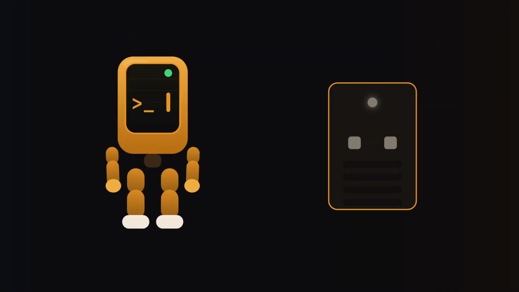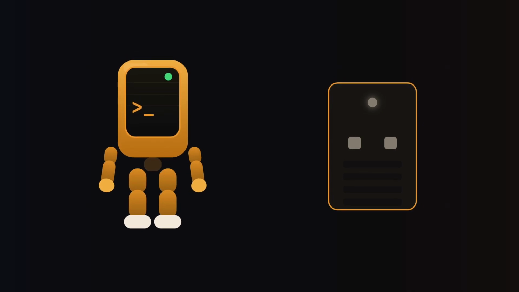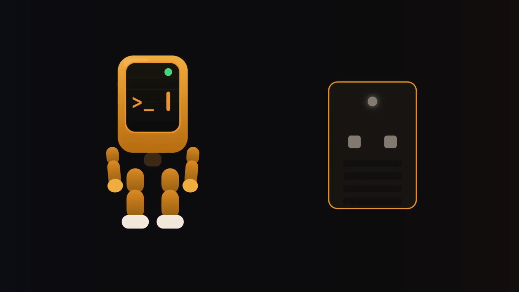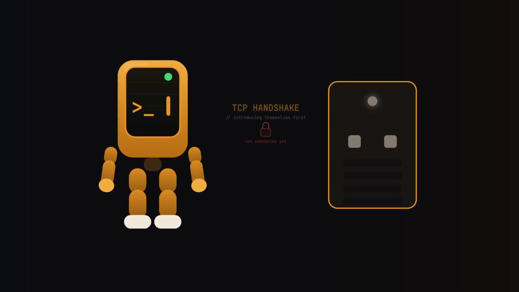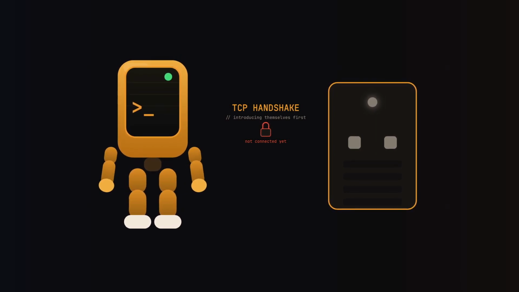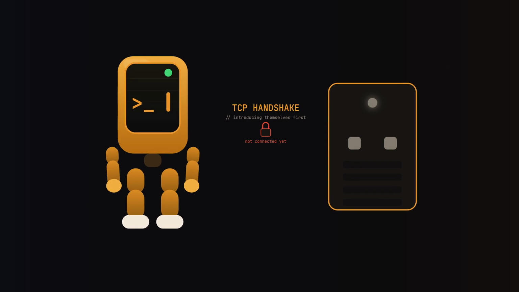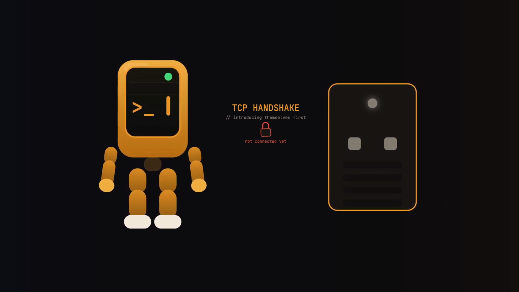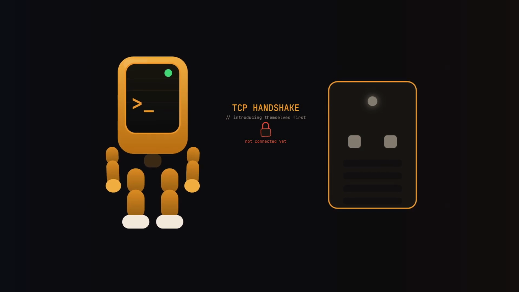All right, your browser has the address. You would think it just goes there, right? Knock on the door, say hello, ask for the page. Not quite. Before your browser can send a single piece of real data to chatgpt.com's server, the two of them need to shake hands. This is called the TCP handshake, and it exists for a reason that actually makes a lot of sense.